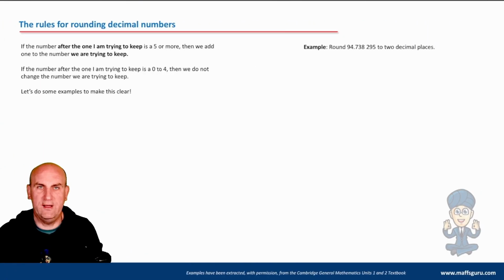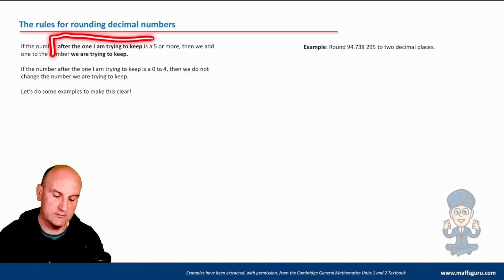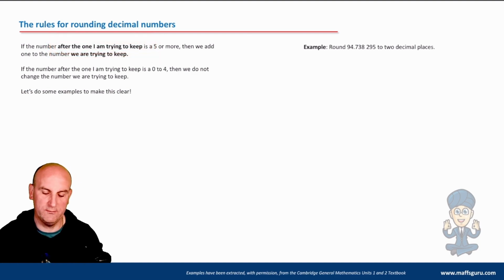Now, the rules for rounding decimal numbers, as I've said over and over again, and this is for your summary book. If the number after the one I'm trying to keep is a 5 or more, then we add 1 to the number we're trying to keep. And again, I'll explain that in a moment. If the number after the one I'm trying to keep is 0 to 4, then we do not change the number we are trying to keep. Okay, so let's write this number out.